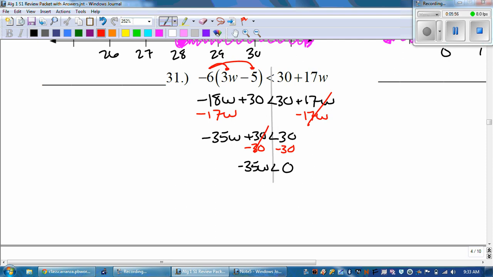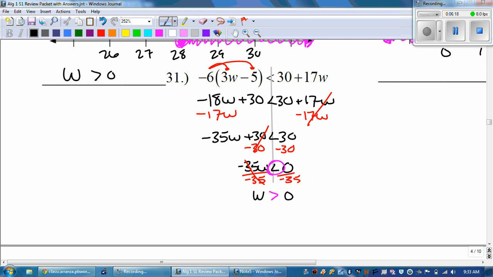Now, this doesn't mean no solution, okay? I have to divide by a negative, and when I divide by a negative, what do we do to the sign? That's right, we have to flip it. So we have w is greater than 0. So that's what I'm going to write on the line. w is greater than 0.